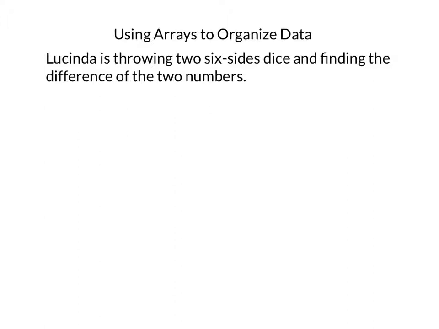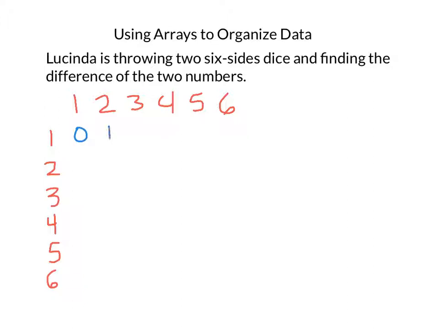the two numbers. So on one die she can throw a 1 through 6, right? And on the second die, again, 1 through 6. Now what we need to do is find their differences. And it doesn't matter which one you're subtracting from the other, we just want to find the difference. So the difference of 1 and 1 is 0, the difference of 1 and 3 is 2. You're going to find a pattern really quickly here, right?